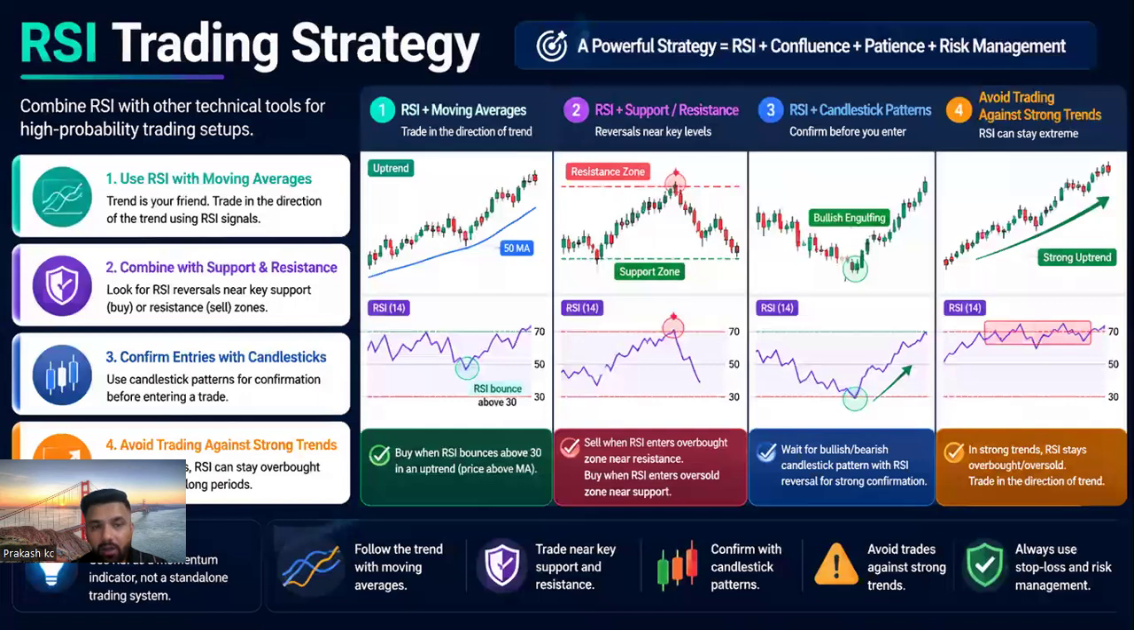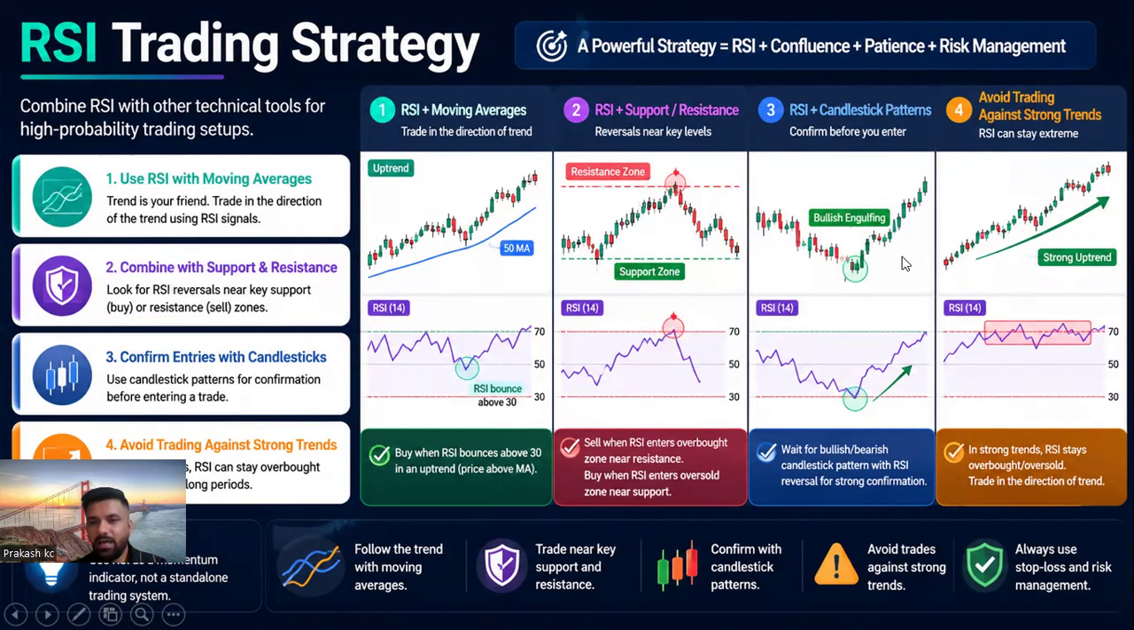So along with RSI, if you use a moving average or support and resistance, how to identify the support and resistance means you can take the reference from previous day high and previous day low, how the price is touching that. Simultaneously, if you check the RSI, whether it is approaching towards the overbought and oversold situation. So that is the second confirmation.